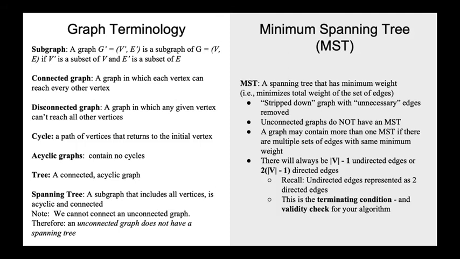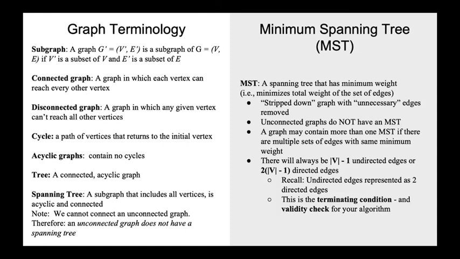So it's a quote unquote stripped down graph. If you were seeing me in person, I'd be doing air quotes. It's a stripped down graph with, air quotes again, unnecessary edges removed, as in the heavier edges or edges that are connecting things that are already connected by cheaper edges, right? So those would be the unnecessary edges we'd consider there. Unconnected graphs do not have an MST, just as they do not have a spanning tree, right? That makes sense. If the graph is not even connected, there's no possible way I can span it, no matter what combination of edges I use.